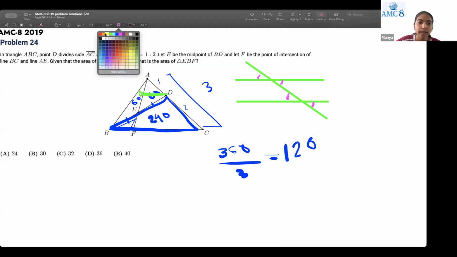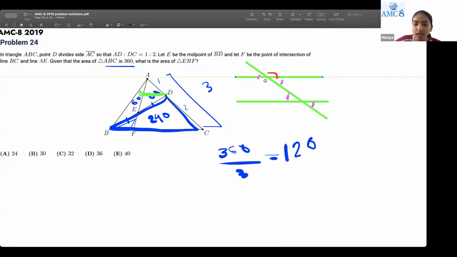As well. And now we also know that this angle right here and this angle right here both have the same, I mean, the same angle. They both have the equal angle. This is called the vertical angle theorem.